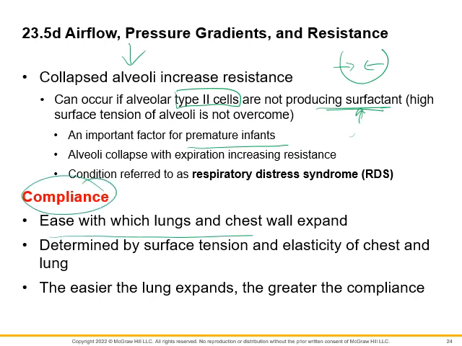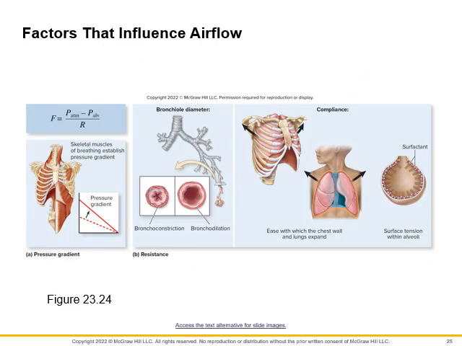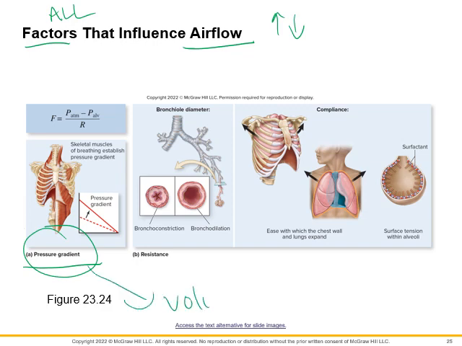Compliance is this term, ease with which the lungs and the chest wall can expand. And this is determined by that surface tension, which surfactant helps with, and the elasticity of the chest. So the more the lungs can expand, the greater the compliance. This image here, they're just trying to show you all of the factors, right? All factors that influence airflow or the exchange of gases. So one is the pressure gradient. So we have to have the correct pressure gradient, and that's affected, right? Pressure gradient is affected by volume changes in the thoracic cavity.